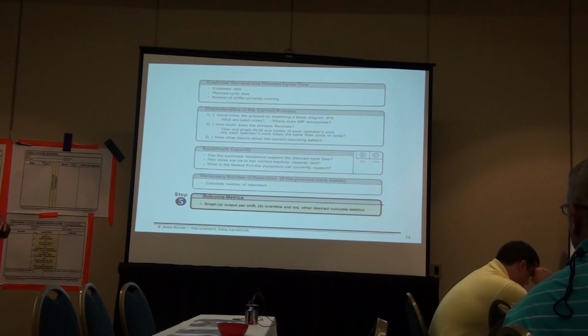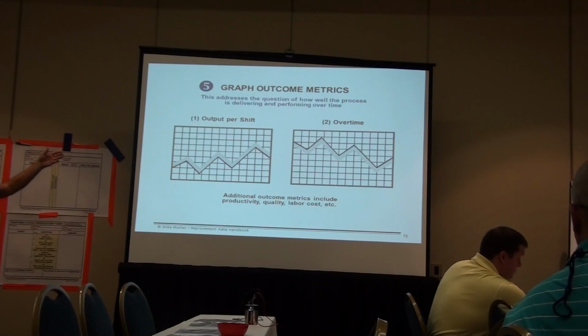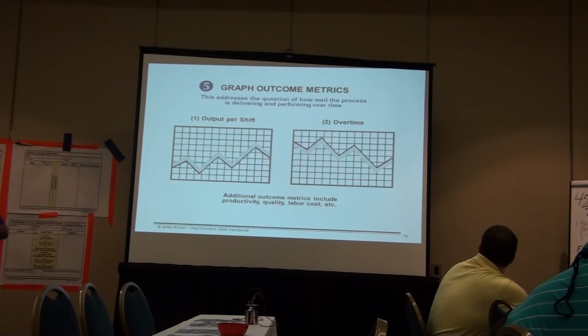Last step then is to measure the outcome. What are we looking for? We might graph output per shift, or maybe overtime, anything else that affects the outcome. Here's an example, output per shift, a simple graph, and here's overtime. That's what we want to measure, so we know which direction we're going in. We can bring in additional metrics: productivity, cost, labor, whatever.